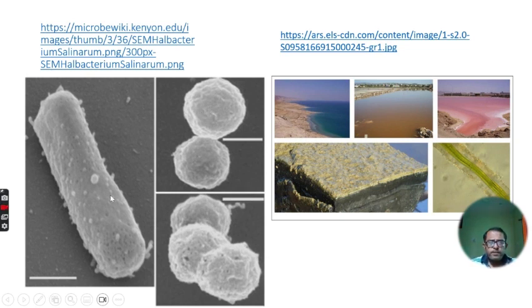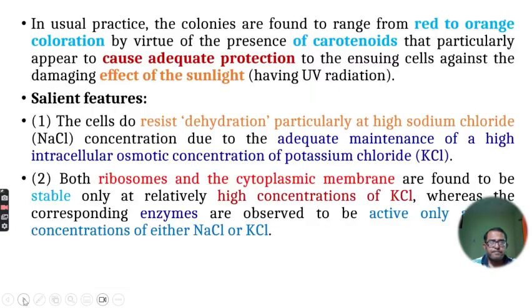You can see here, this is the halophilic bacteria. You can observe there is a Halococcus. This is a Halobacterium, and these are the places where these bacteria are present in tremendous amount. Whenever there is a presence of salt in higher concentration, at these places you are observing this group of bacteria.